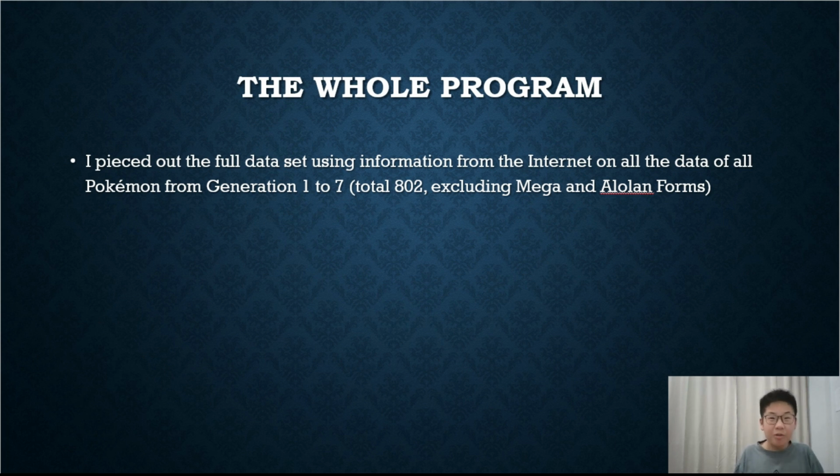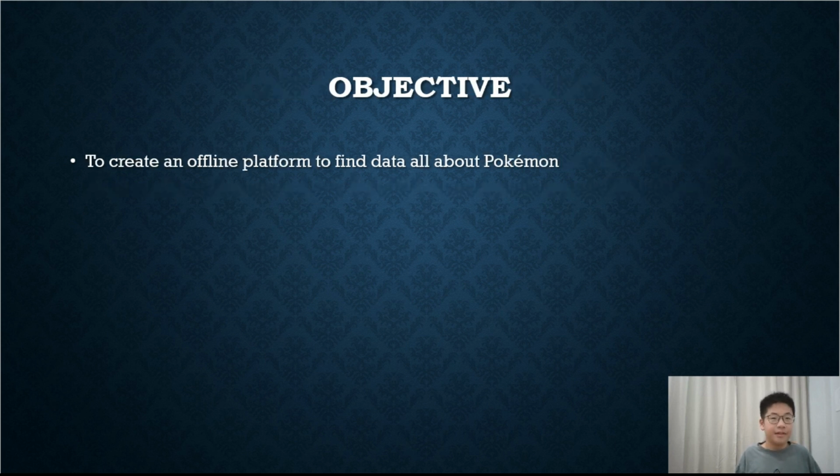So, for the whole program, I pieced together the full data set using information from the internet on all the data of all Pokemon from Generation 1 to 7. Total 802, excluding Mega and regional forms. You may be thinking, but I want to know about a Galar Pokemon, a Hisui Pokemon, in a Gigantamax form. Well, you've not come to the right place because that was the most updated set I could have found. So my objective is to create an online platform to find data all about Pokemon of any shape, size, or even Pokédex number.